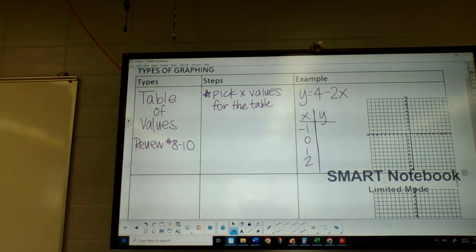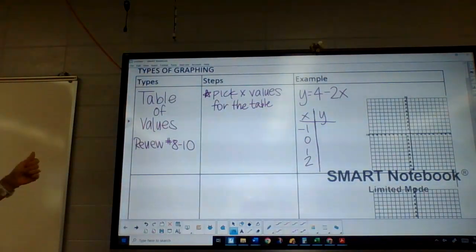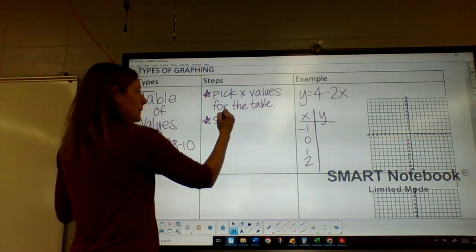We pick those x values, and if we're graphing by a table, all I have to do is take those and substitute them in to find my y.